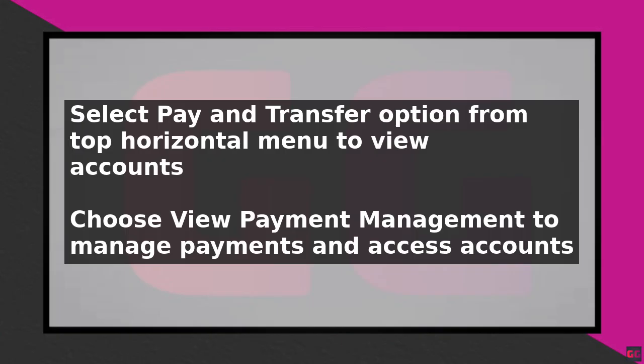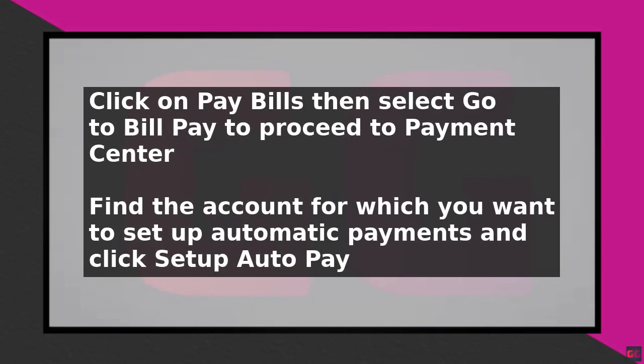On the Pay and Transfer page, click on Pay Bills, then select Go to Bill Pay to proceed. On the Payment Center page, find the account for which you want to set up automatic payments. Below the account information, you should see a Set Up Auto Pay link. Click on this to begin the setup process.